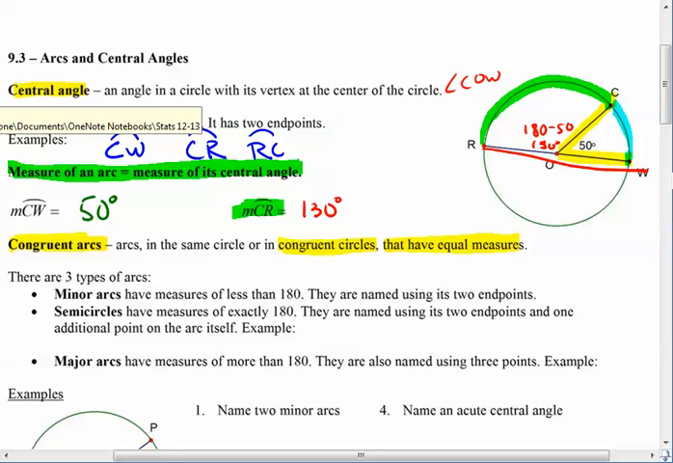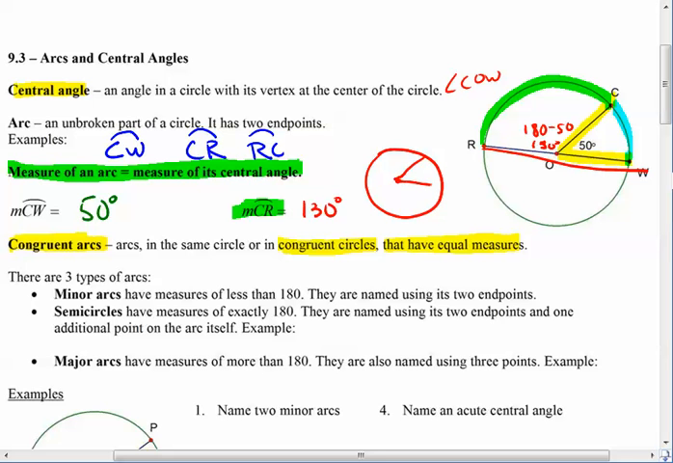Well, why is that? Well, imagine another circle with a central angle of 50 degrees. Now, would you say that this arc with a measure of 50 degrees is congruent to CW? Well, they don't look the same size. So they're going to have to either be in the same circle or congruent circles.